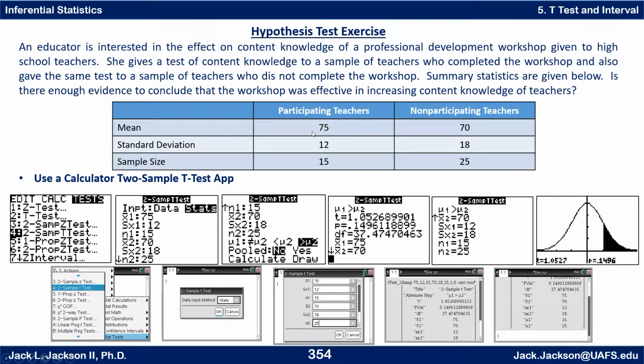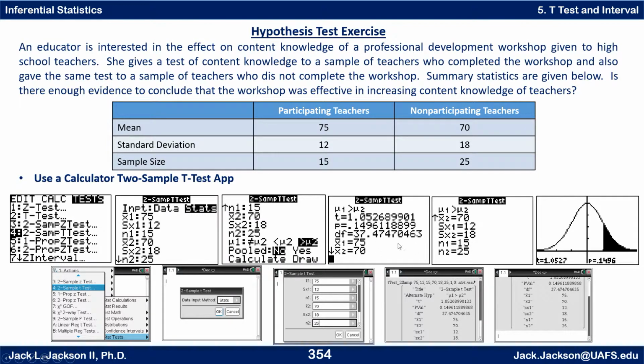X bar is 75. That's the sample mean for group 1. The corresponding standard deviation is 12, and that's of the sample, of course, and the sample size is 15. And for group 2, the non-participating group, the mean is 70. The standard deviation is 18, and the sample size is 25. Arrow down, and we're a right-tailed test, so we use the last one, non-pooled, always in my class. And you can either calculate or draw, are your 2 choices here. Either one will get you the p-value that you need.